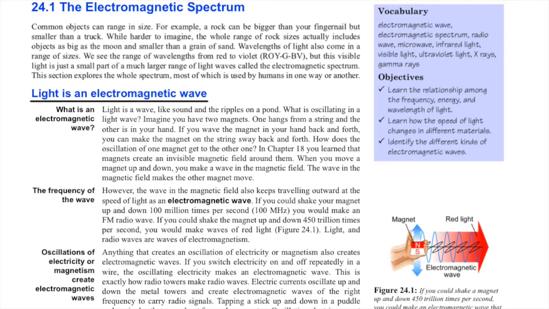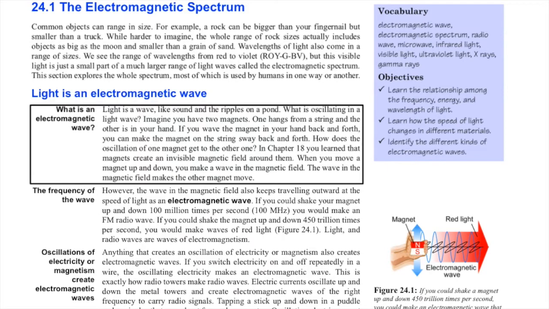Light is an electromagnetic wave. What is an electromagnetic wave? Light is a wave like sound and the ripples on a pond. What is oscillating in a light wave? Imagine you have two magnets. One hangs from a string and the other is in your hand. If you wave the magnet in your hand back and forth, you can make the magnet on the string sway back and forth. How does the oscillation of one magnet get to the other?